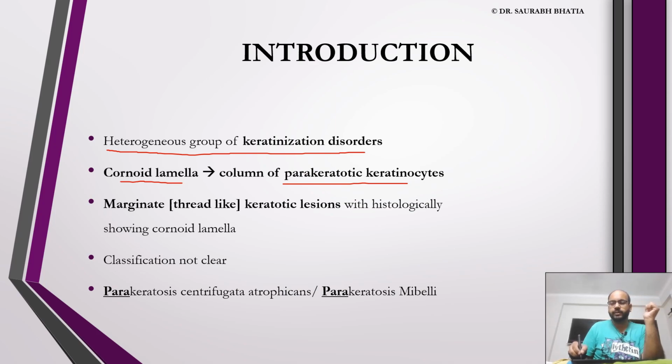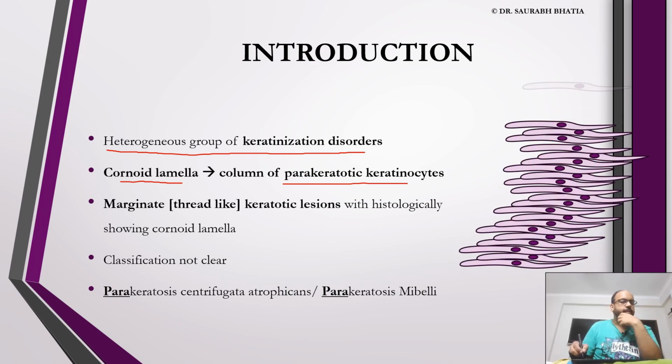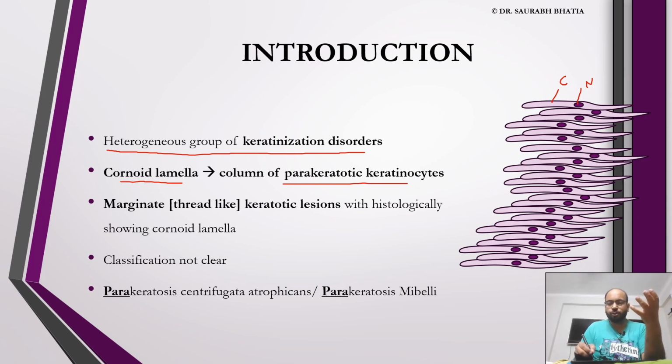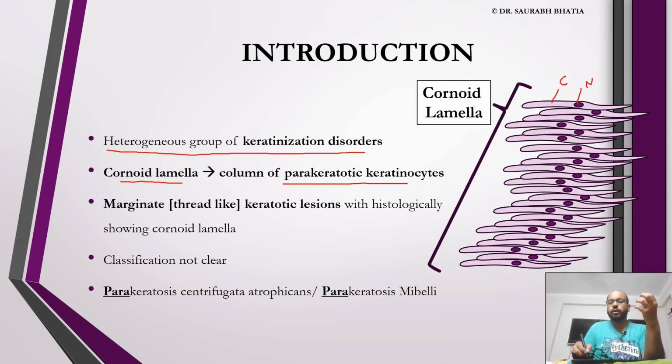So look at this diagrammatic representation. We know that these are parakeratotic cells because they have the nucleus in them. We know that corneocytes don't have a nucleus. If they have a nucleus, then that is known as parakeratosis. They have a nucleus because the cell is not able to properly mature and form a corneocyte, and it's still retaining its nucleus. So this entire column is known as cornoid lamella. Okay, it is not coronoid, it is cornoid lamella.